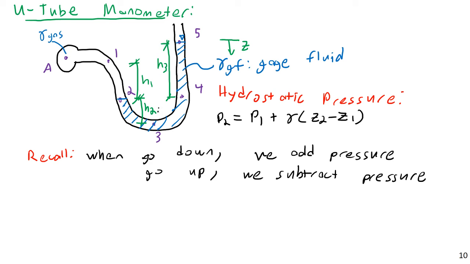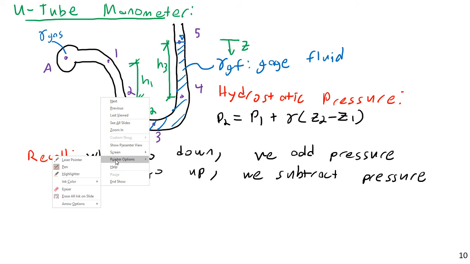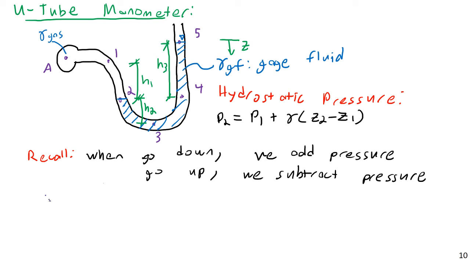I'm going to start here and move from left to right, from point A to point 5, and analyze this. Notice the pressure at A in the gas is going to push directly against the gauge fluid here. So I'm going to do a series of 5 steps. You don't necessarily always need to do this, but I'm doing this very thoroughly and methodically to show how this works. So step 1: calculate the pressure at point 1.